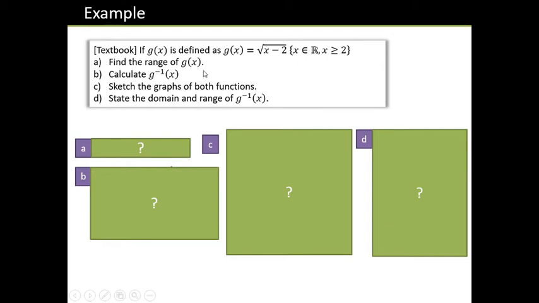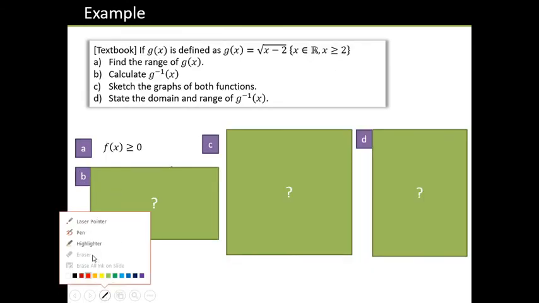And so I can say that the range of g of x is that it is greater than that smallest value we found, or equal to it, which is 0. Okay, so that should be a g of x, sorry. Let me update that.